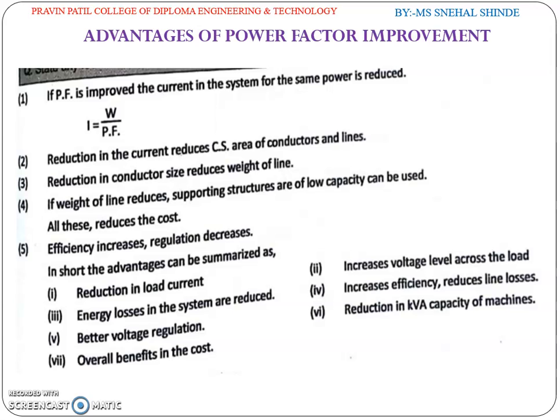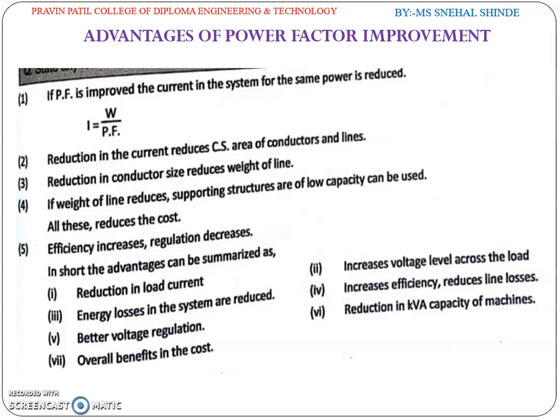So the cross-sectional area of the conductors and lines, reduction in the conductor size reduces the weight of the line. Next, if the weight of the line reduces, supporting structures of low capacity can be used. Also this reduces the cost. Next, the efficiency increases, so regulation decreases.